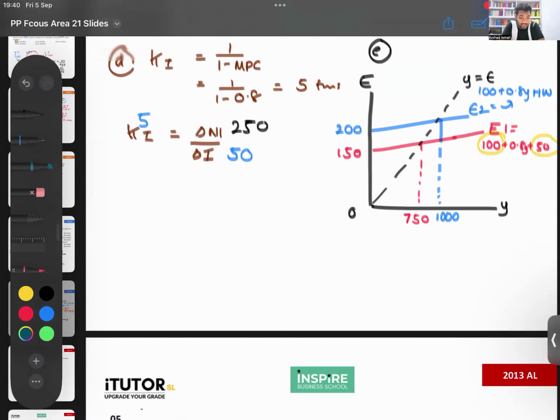Do we show the 150 in the E1 curve? Yeah. So show that line. You can write the equation for consumption and investment and show it.